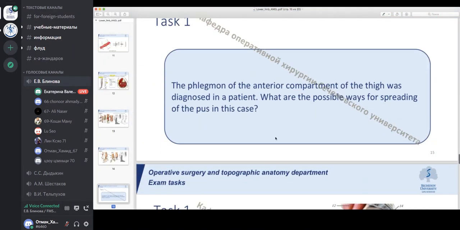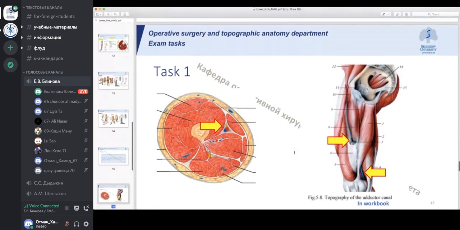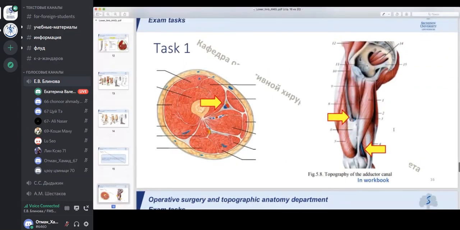The next is a clinical case. A boil of the anterior compartment of the thigh was diagnosed in a patient. What is the possible way for spreading of the pus in this case? Anterior compartment contains the quadriceps muscle, and here the femoral artery, vein, and nerve are located. It means the pus can spread along the artery and vein to the popliteal fossa.